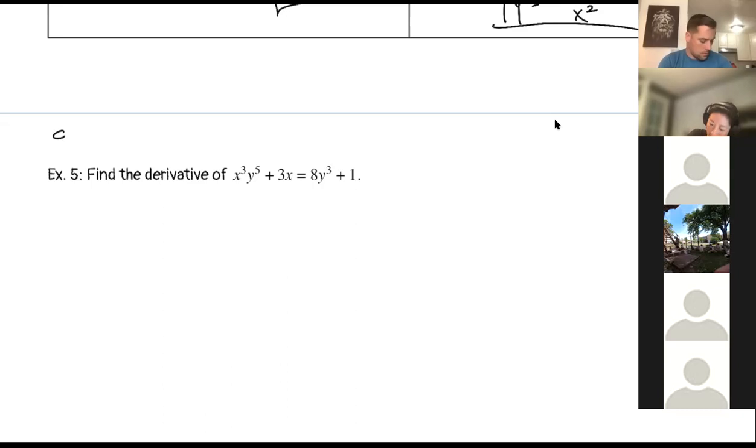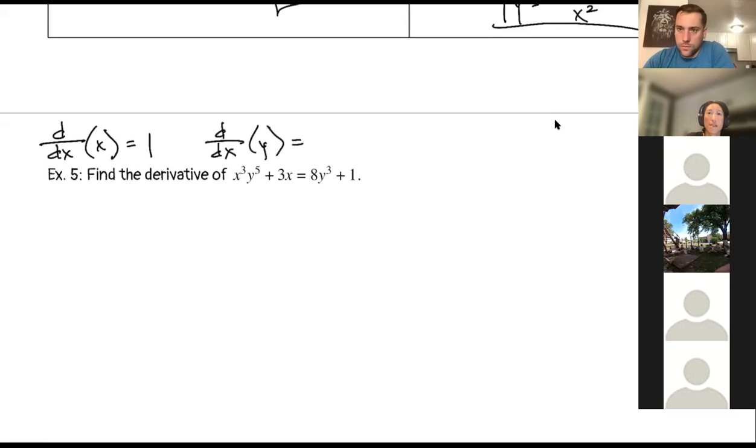Okay, let's try this again. When we have the derivative of x, what do we get when we take the derivative of x? We get 1. And what if we take the derivative d/dx of y? We end up with y prime. Good. Okay. And so this is going to be really valuable for us as we go through.